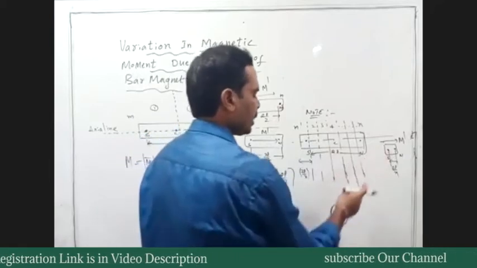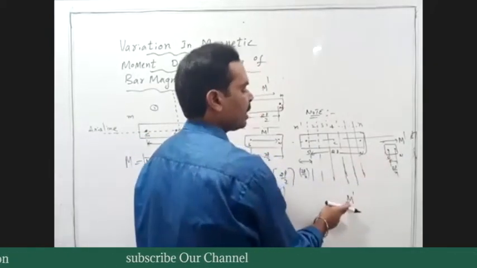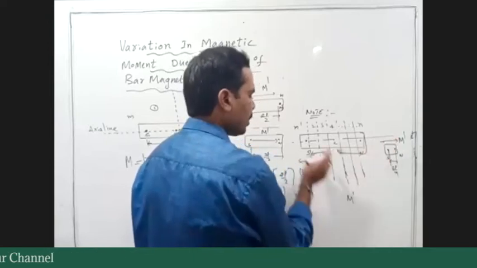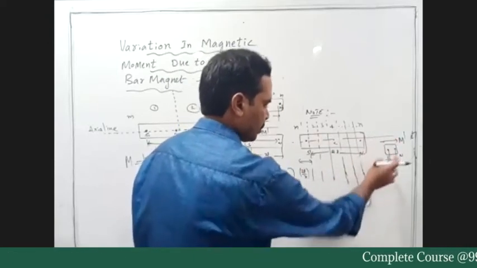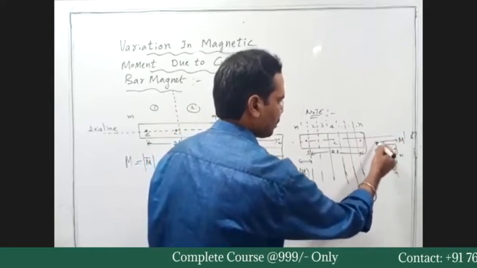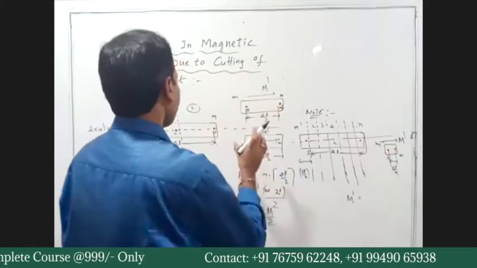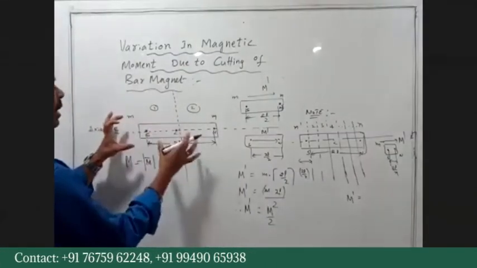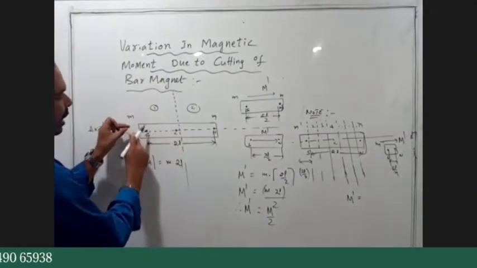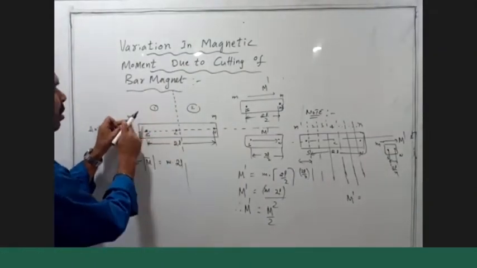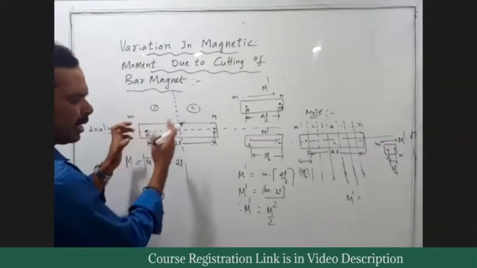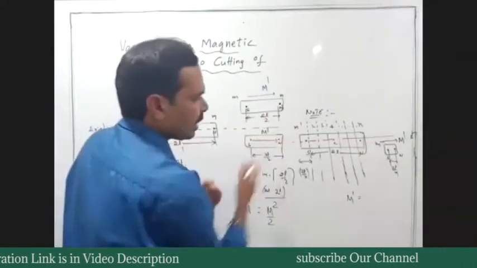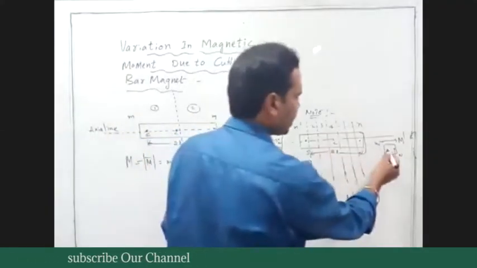So the new magnetic moment of this small piece is, you are getting here. So pole strength does not change. Why? Because pole strength of the material depends on area of cross section. Pole strength m depends on area of cross section of the material. Area of cross section is the same for every piece. Therefore pole strength is the same.